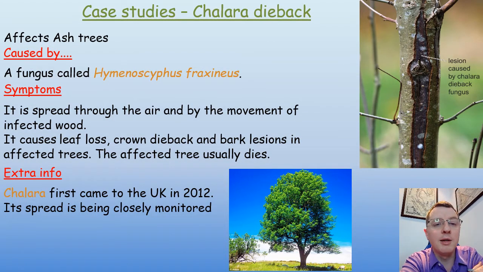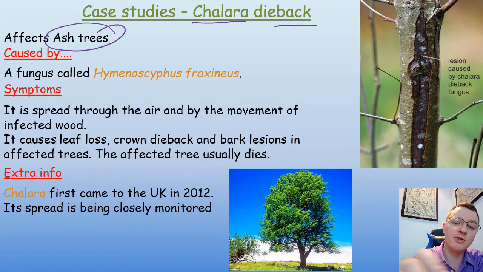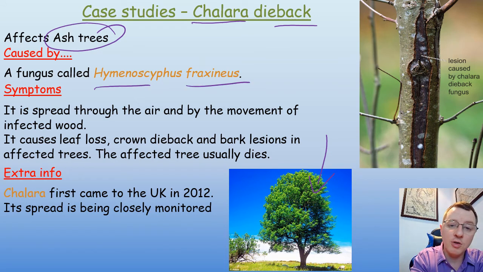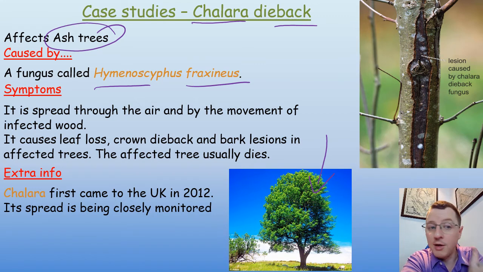Another economically important fungal disease is Chalara dieback that affects ash trees, and you can see an ash tree down here. This is the fungus that causes the disease, and the fungus is spread through the air and also by the movements of infected wood. For example, if any of the wood has been chopped down for commercial purposes to provide wood for building homes, building fences, etc. If that wood's been infected and moved around the country, then it will spread the fungal spores.